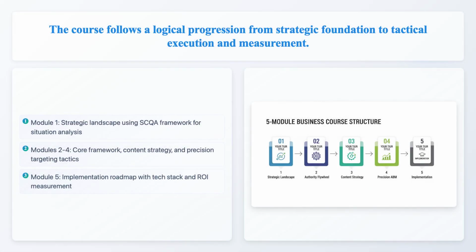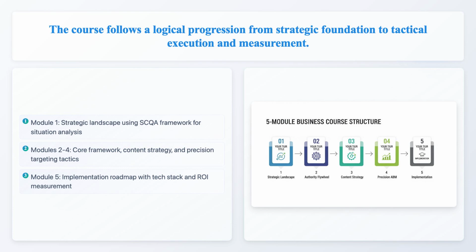Here's your roadmap to climate tech marketing mastery. We'll start with Module 1, where we'll establish the strategic landscape using the SCQA framework, understanding the situation, complication, and central question that drives our entire approach. Module 2 introduces our core answer, the Authority Flywheel framework, a revolutionary approach that replaces traditional funnels with a self-reinforcing system of education, validation, justification, and engagement.